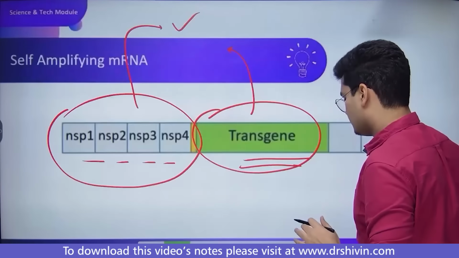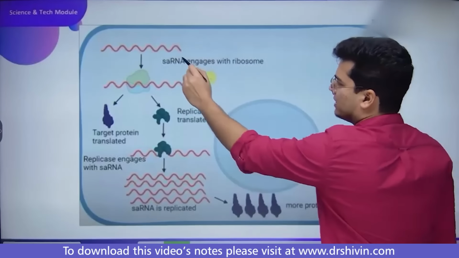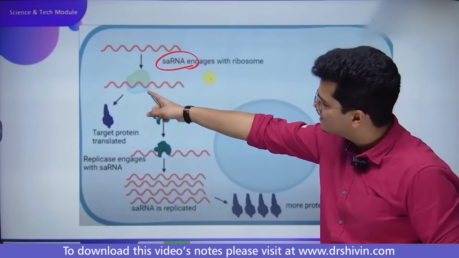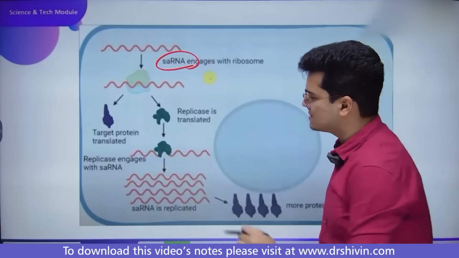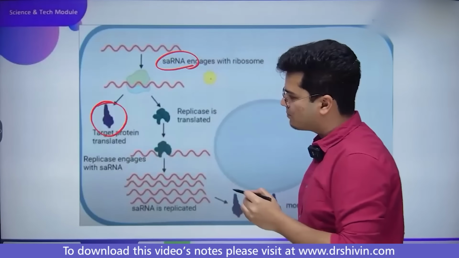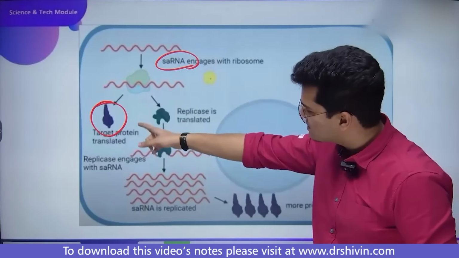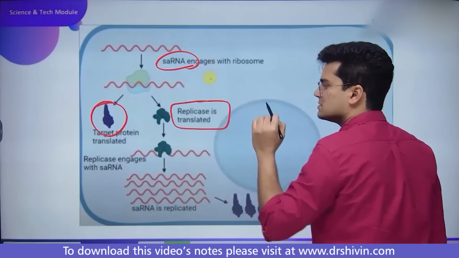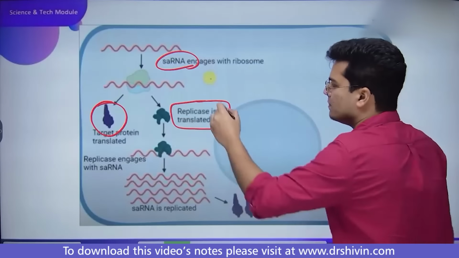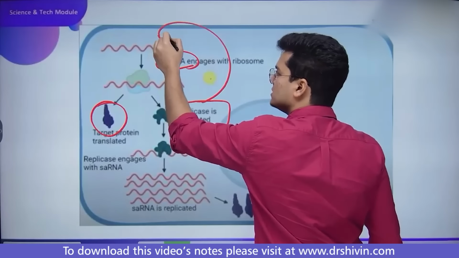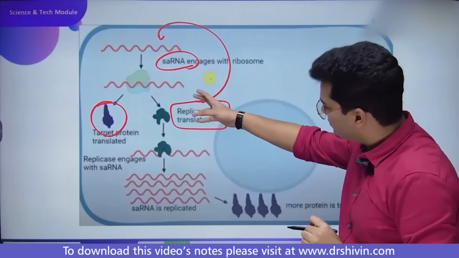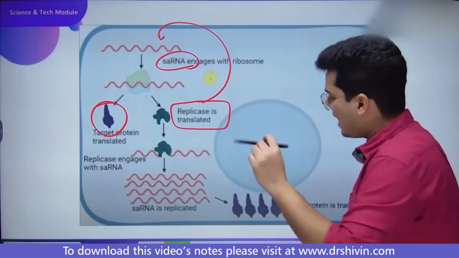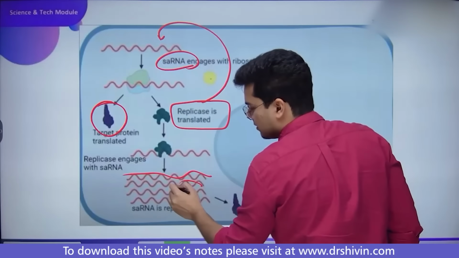Okay, how? Let's see. I give this self-amplifying mRNA to the cell. It engages with the ribosome. The ribosome translates the target protein. The target protein is the antigen. It translates the target protein, antigen is made. It also translates four other proteins. What do these four other proteins do? These four other proteins go and attach to this mRNA. These four other enzymes get attached to the original mRNA and they start making copies of this mRNA.